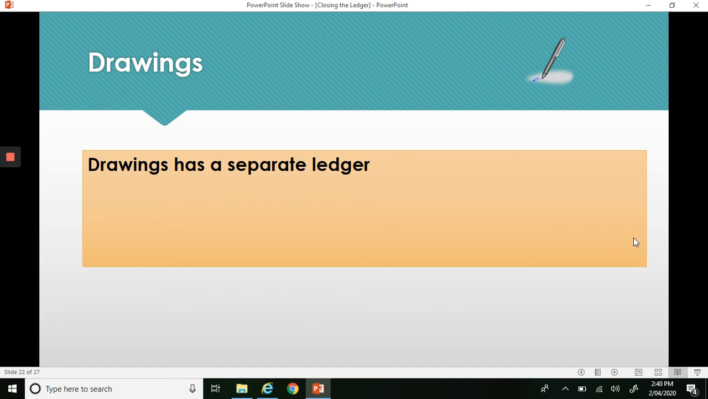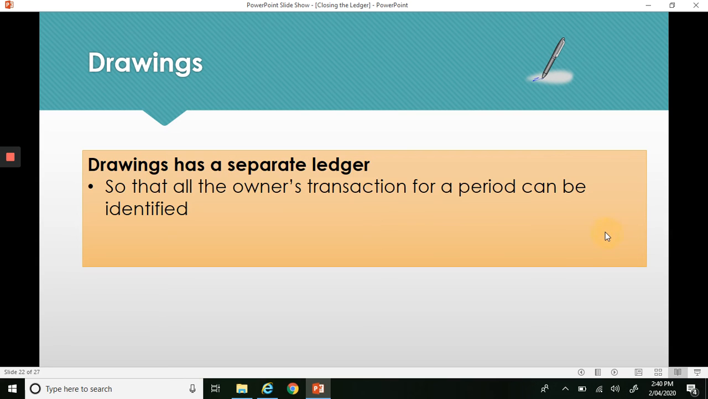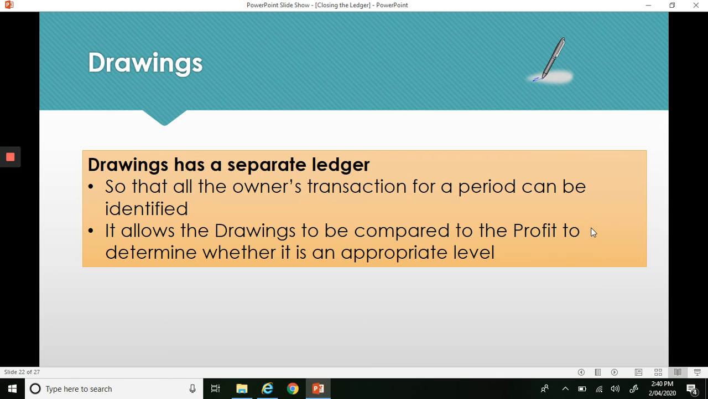So just a note on drawings. Drawings has a separate ledger, and that's so all the owner's transactions for a period can be identified. It allows the drawings to be compared to the profit to determine whether it's at an appropriate level. So we want to make sure the owner isn't taking out too much of the business's resources and leaving enough in there for it to continue.